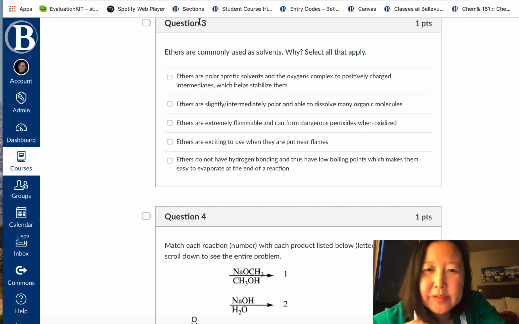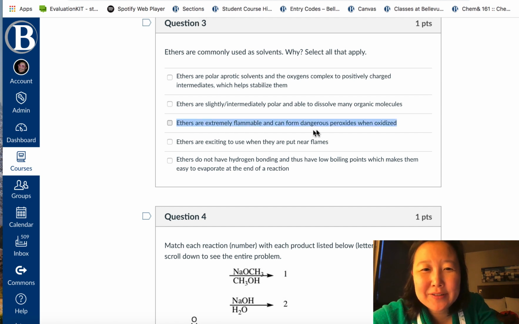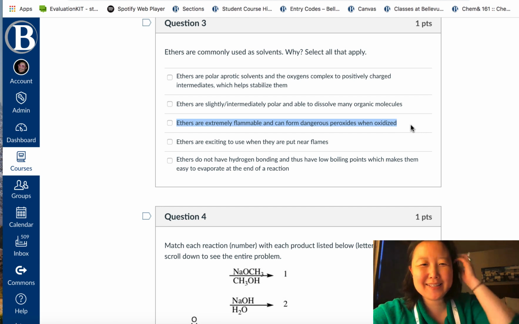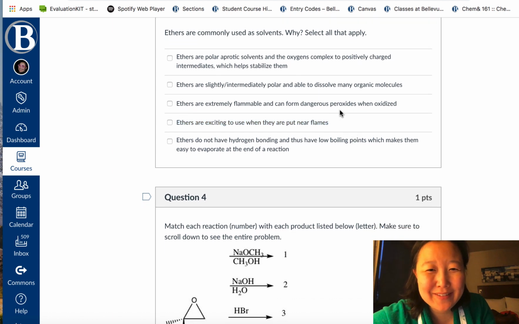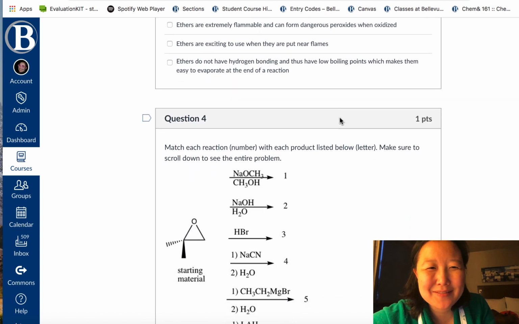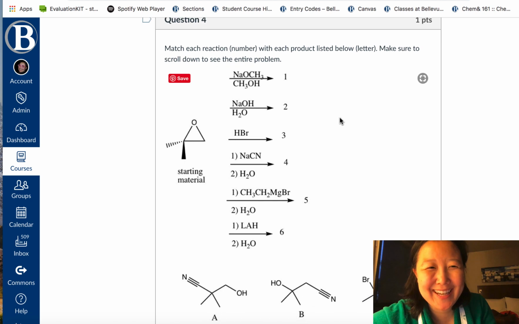Ethers are commonly used as solvents. I think you can tell which reasons are not why we like to use them. It's not really a good idea to use things that are dangerous, so that's not really a good reason there. And same here, it might be exciting, but it's not really a good reason why we use it. It would be a good reason not to use it.